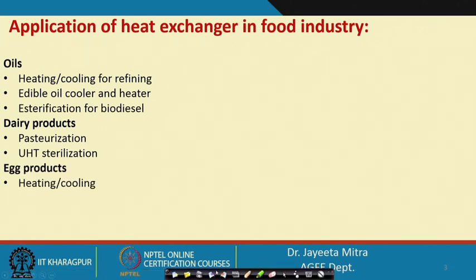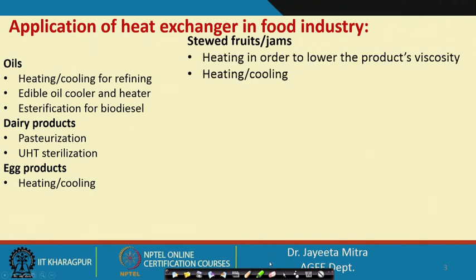Then for egg products, heating and cooling of egg, and there are different fruits and jam processing also. It is used, heating in order to lower the product's viscosity, or a heating and cooling mechanism. So here also we need to know why we put the viscous liquid in the inner tube, because cleaning and sanitation is an important part in the food industry. So after every processing you need to clean the equipment properly and do the CIP process.